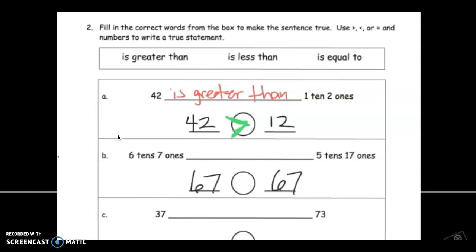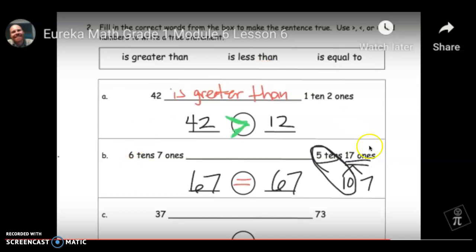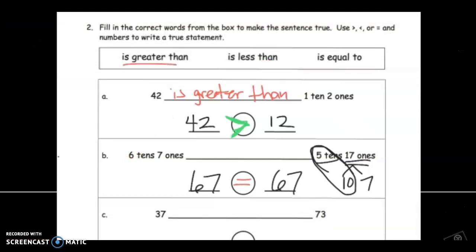And over here, 5 tens and 17 ones, so that's really 10 plus an extra 7. So we actually have 6 tens and 7 ones. So we see that's equal. So is our phrase is greater than, is less than, or is equal? Well, this one is kind of easy. It's is equal to.